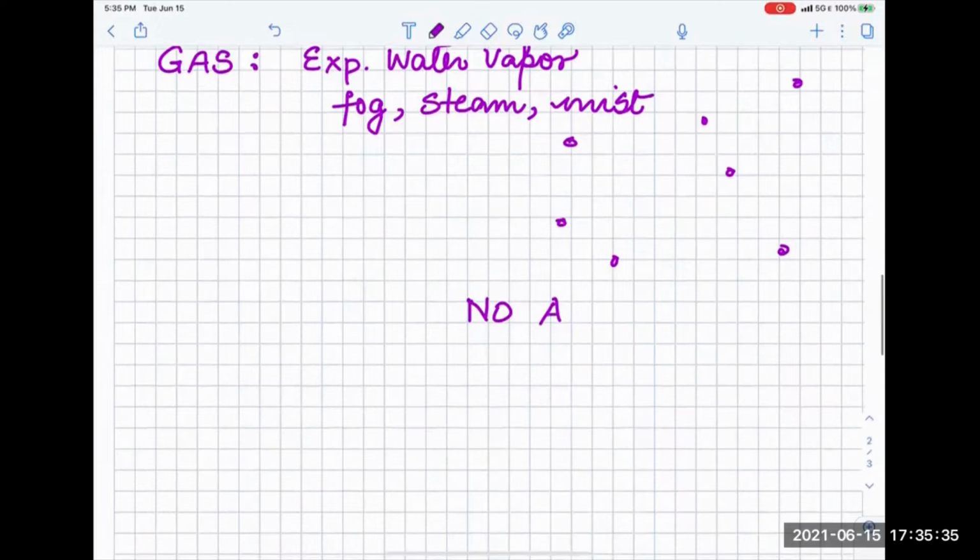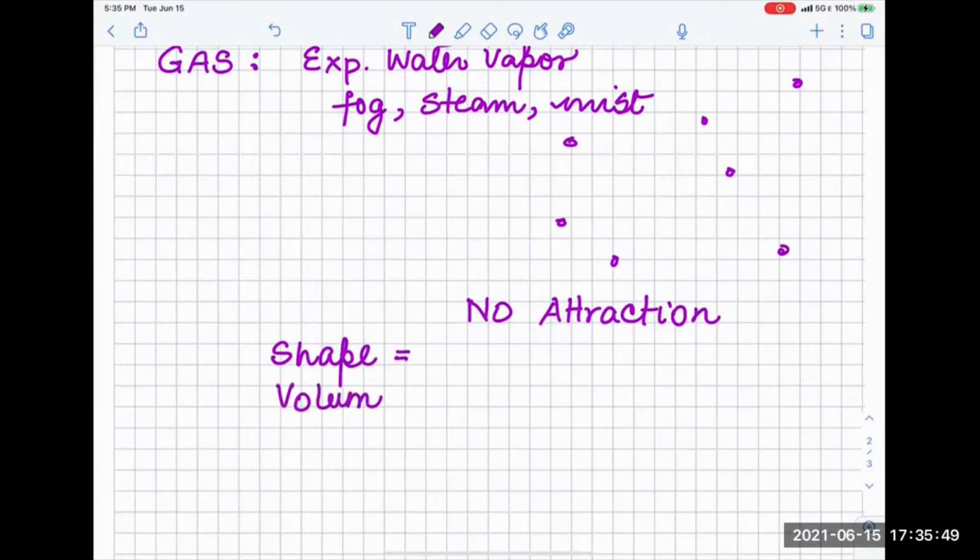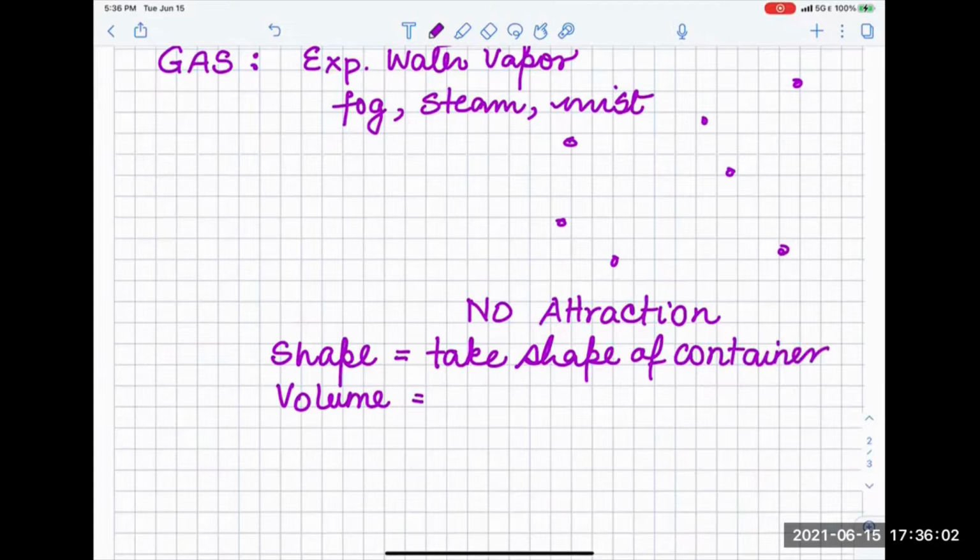Okay, so no attraction in the particles. No attraction in between these particles. So which means that, what about the shape? Again, and the volume. Indefinite volume. So the shape also, they are going to take the shape of the container. Okay, so that container could be a balloon. The container could be a cylinder. The container could be like a tube, so gases can be put into any container. So container is a very generalized thing. Okay, so that's the deal with the gases.